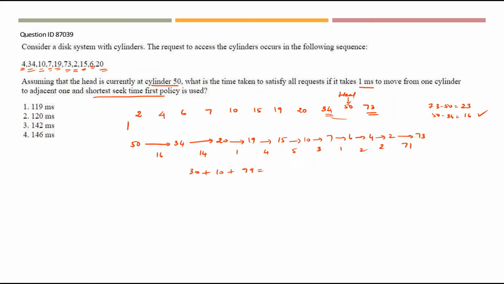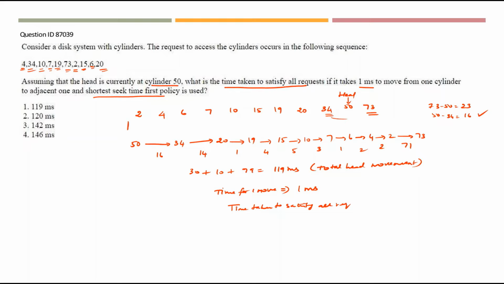This will be a total of 119 milliseconds. This is the total head movement. Now we have to calculate the time taken to satisfy all requests. To move from one cylinder to another cylinder, the time taken will be 1 millisecond. Time taken to satisfy all requests, or in short the total seek time, equals 119 into 1, which is equal to 119 milliseconds. So option 1 will be the right answer.